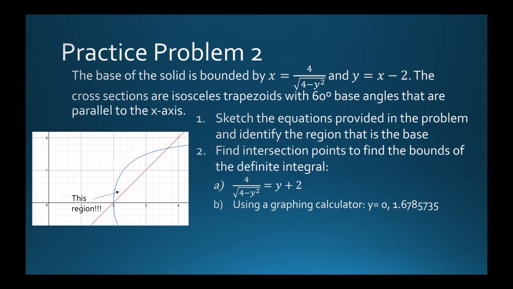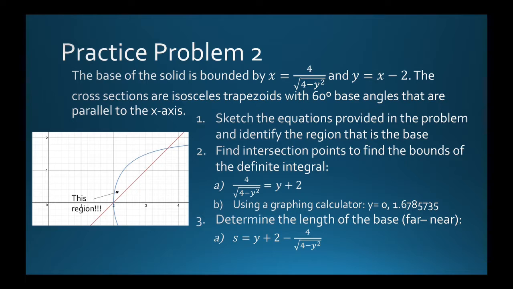So we'll use a graphing calculator and find the intersection points' y values to be y equals 0 and 1.6785735. Now we'll determine the length of the base again by doing the equation furthest from the y-axis minus the equation nearest to the y-axis, and we'll get that the base, which is s, equals y plus 2 minus 4 over the square root of 4 minus y squared.